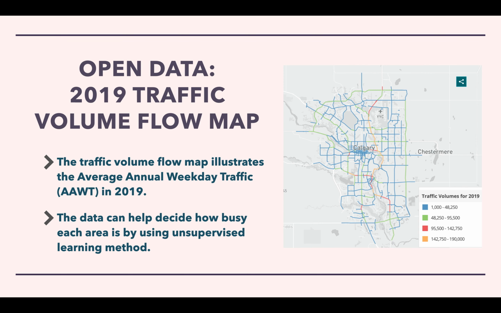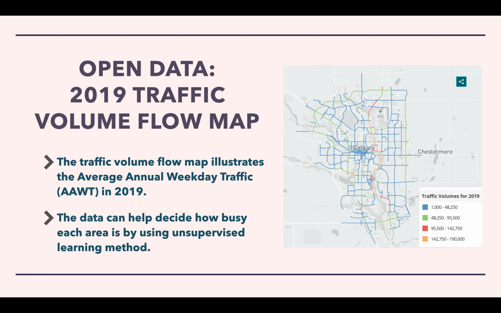And then comes the second open data. The second one is the 2019 Traffic Volume Flow Map. The traffic volume flow map illustrates the average annual weekday traffic, the average number of vehicles in 24 hours adjusted for seasonal variation to represent the average weekday. The numbers on the map are two-way totals.